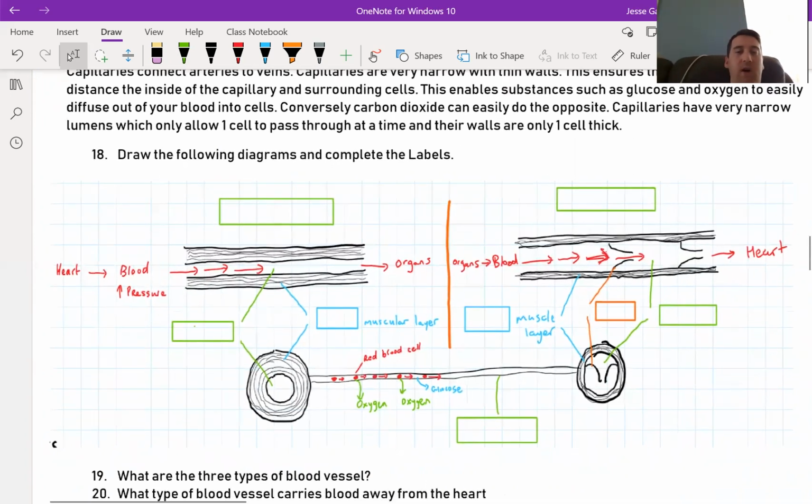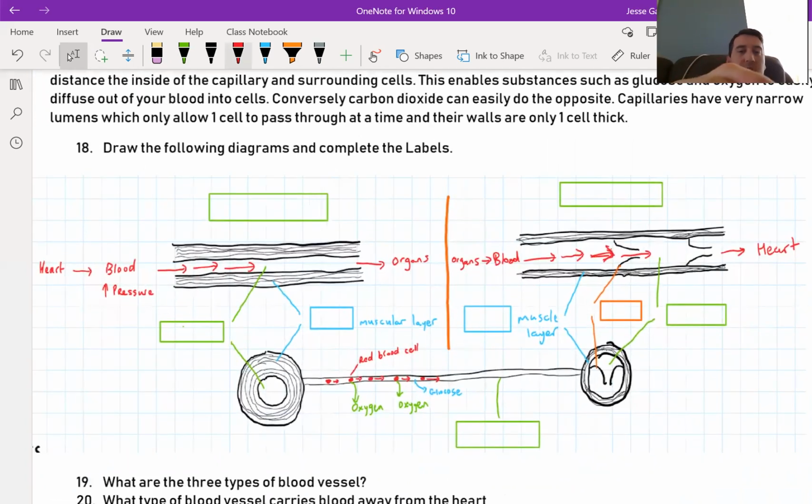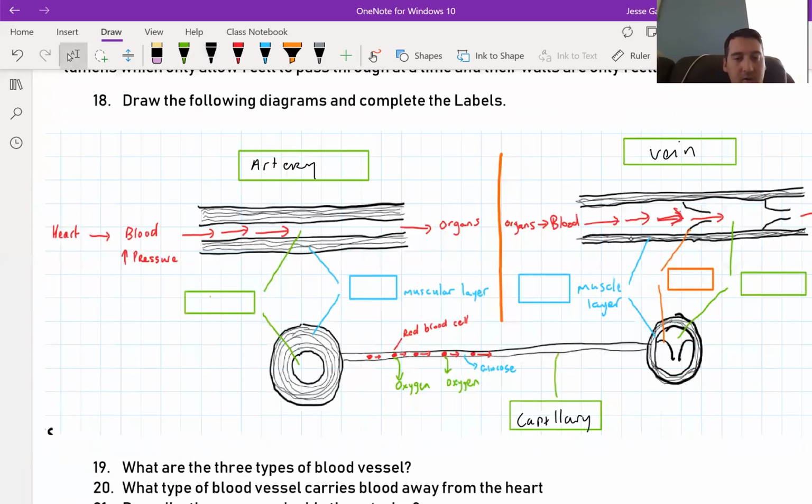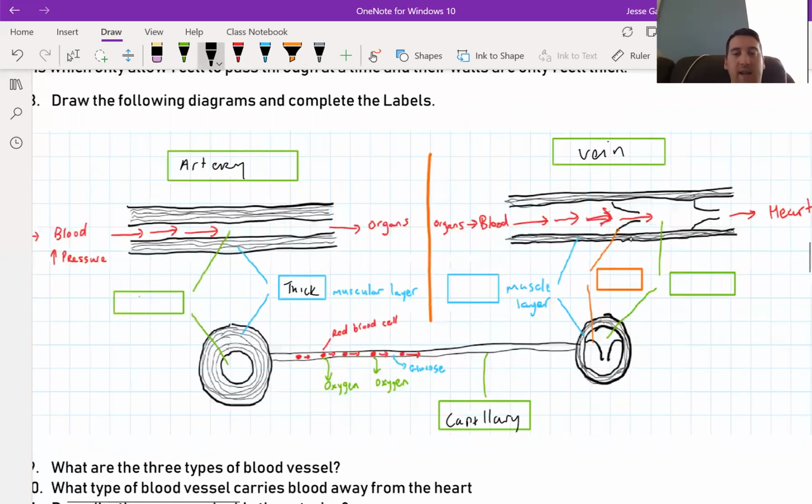Okay, hopefully you had no problem with that. First of all, what are they? This here is obviously our artery. This here is our vein. And this here is our capillary. The blue box here is a certain muscle layer. That to me looks like a thick muscle layer, so that's what you should have said, thick. And this one here looks like a thin muscle layer. So that's the difference between arteries and veins.